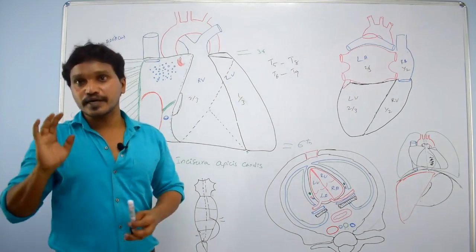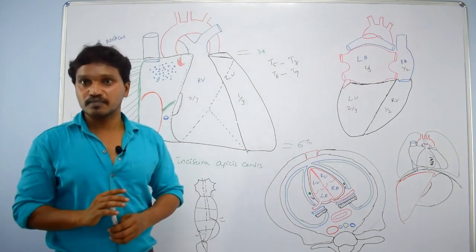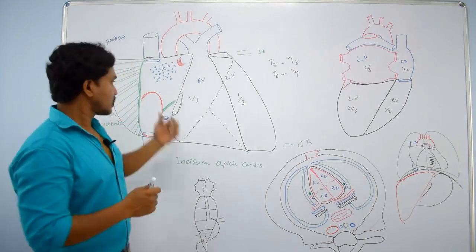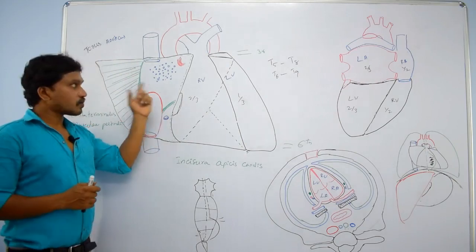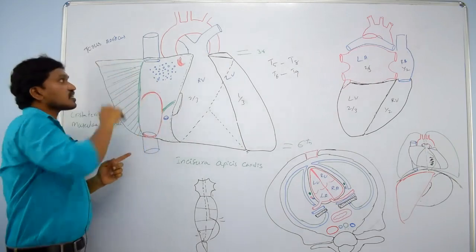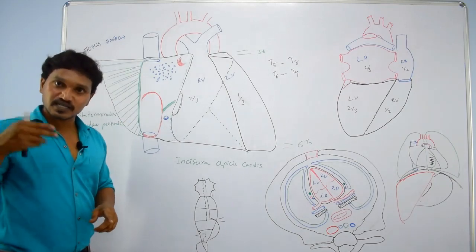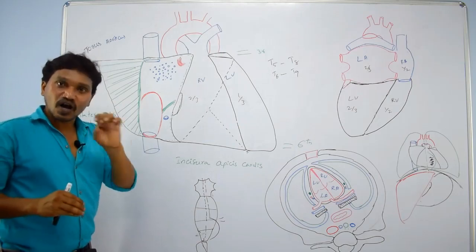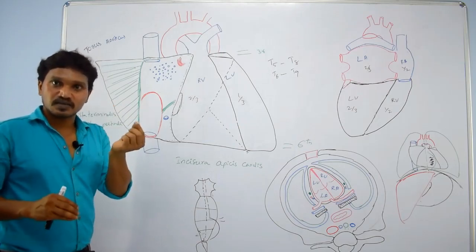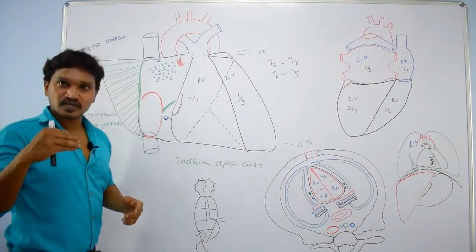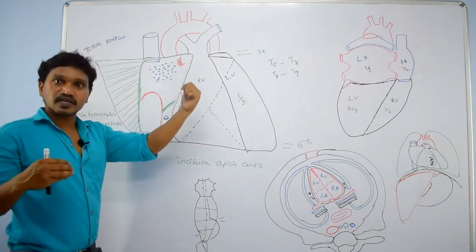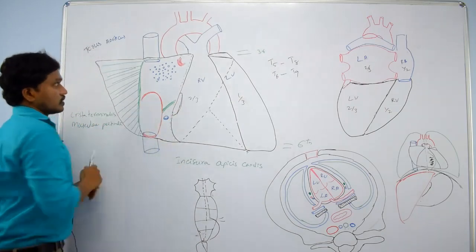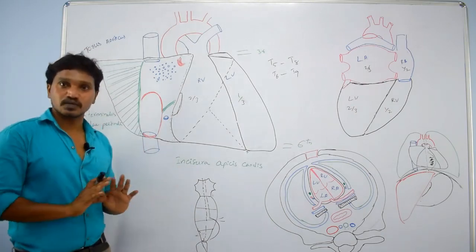primitive atrium. That is the atrium proper. Clear? An important point I already told you: this auricle is also developed from the primitive atrium, which contains so many muscular ridges and bridges. Because of that there is a chance of lodging of clots. If the clots are dislodged from there, they will enter the pulmonary circulation, which leads to pulmonary embolism. So that is about the anterior rough surface, nothing more about it.